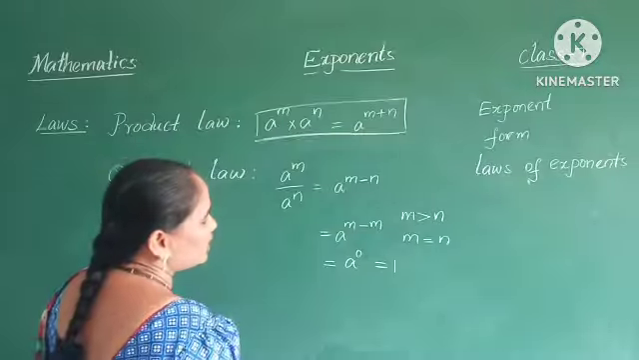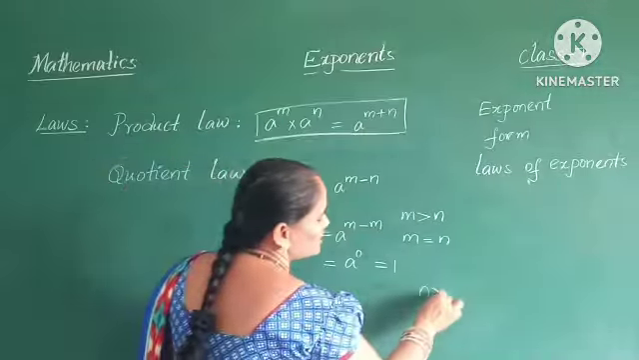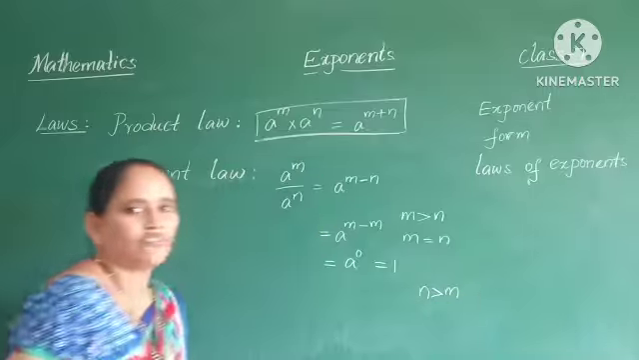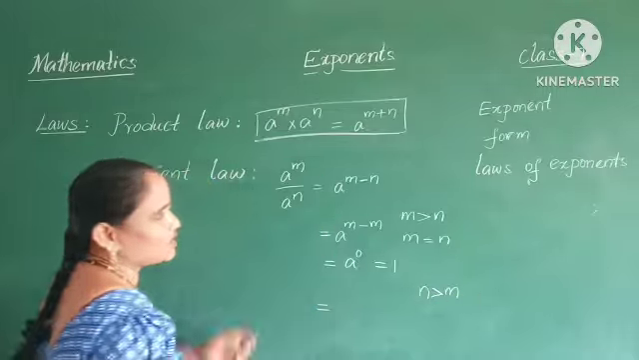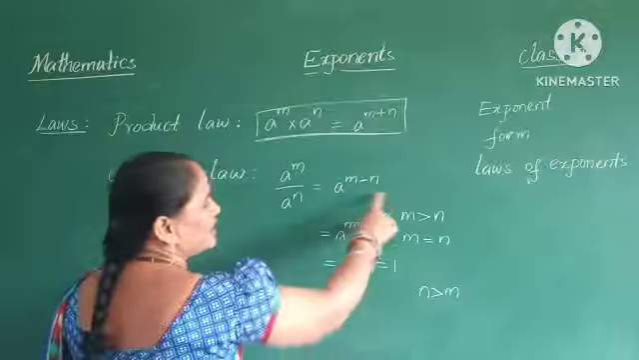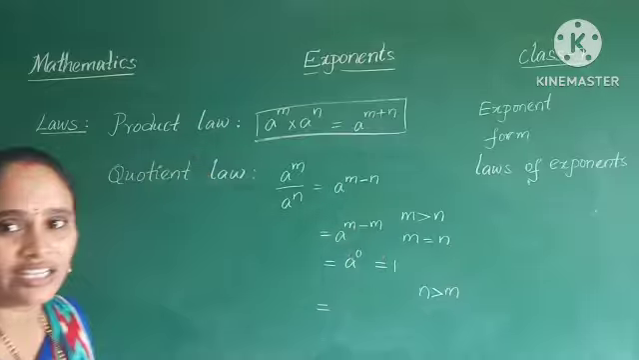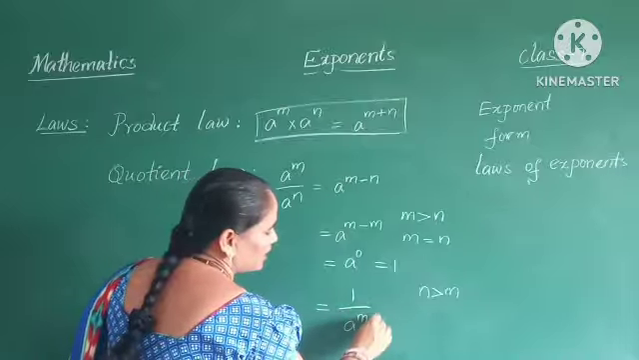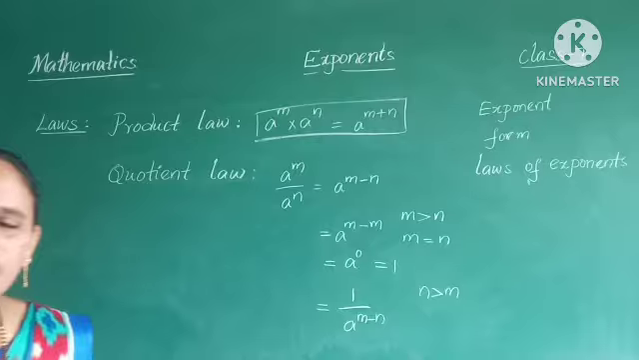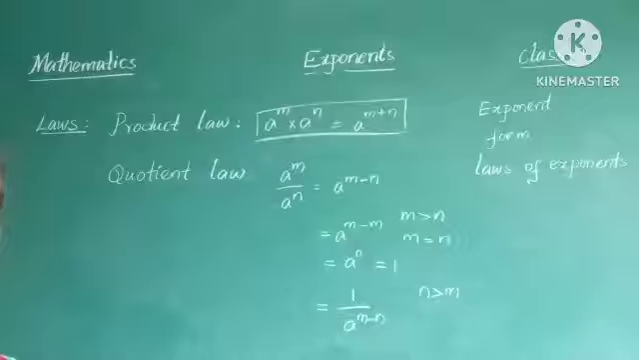So here one more condition is there. When n is greater than m, what do we have to do here? Here minus n will come. n is greater. So 1 by a power m minus n. These are the conditions in quotient law.